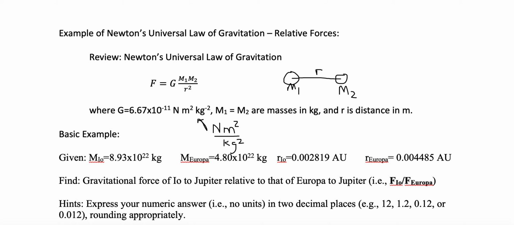Let's look at an example of Newton's universal law of gravitation. Specifically, we're going to be focusing on relative forces, forces between objects relative to other forces between objects. But first, let's review Newton's universal law of gravitation.